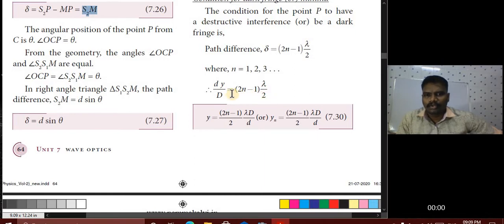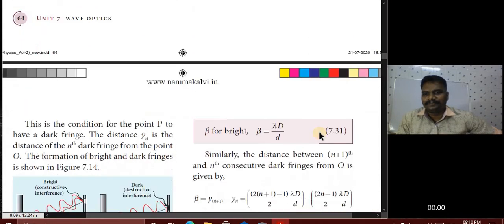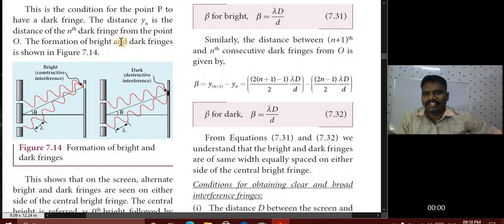So what is the value of y? In this step we get y is equal to (2n minus 1) divided by 2 into lambda capital D divided by small d, or y nth term is equal to (2n minus 1) divided by 2 into lambda capital D divided by small d. So now this is the condition for the point P to have a dark fringe. The distance yn is the distance of the nth dark fringe from the point O.